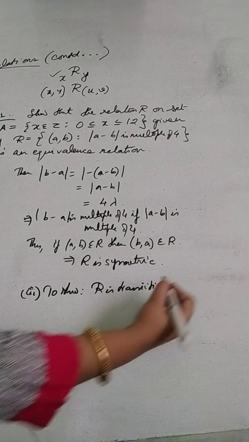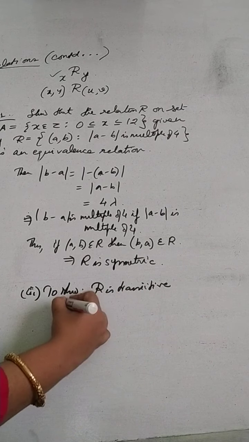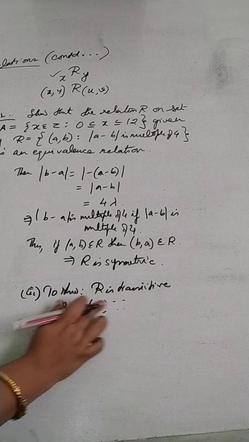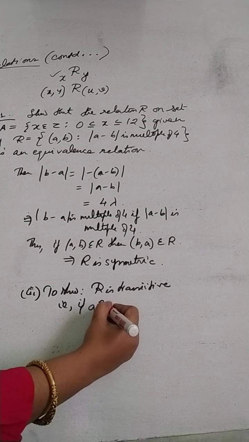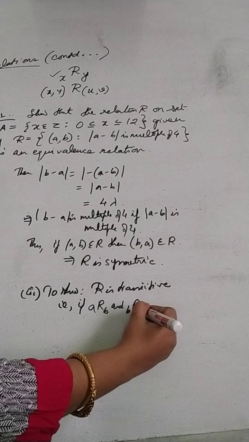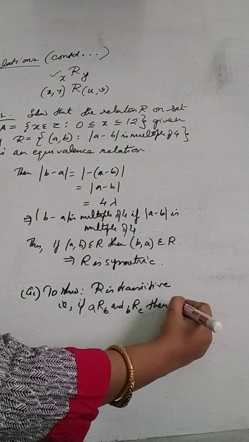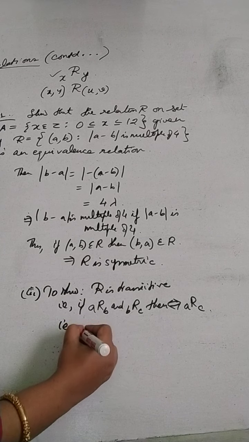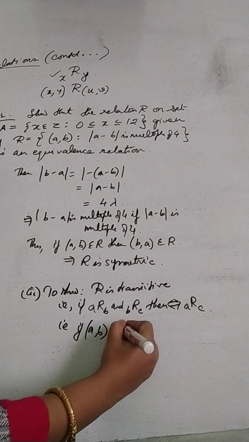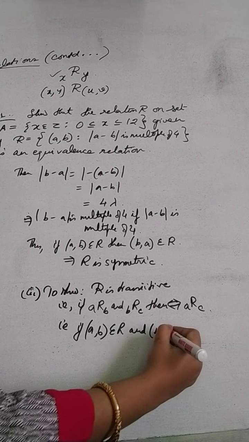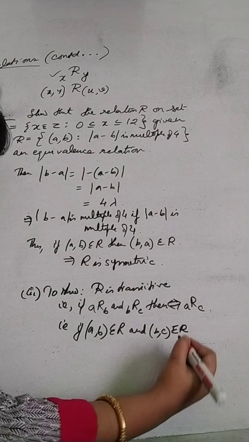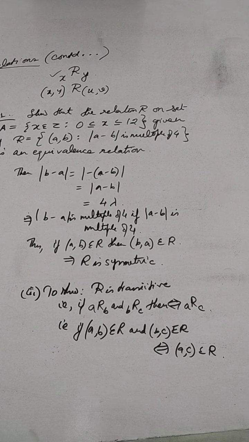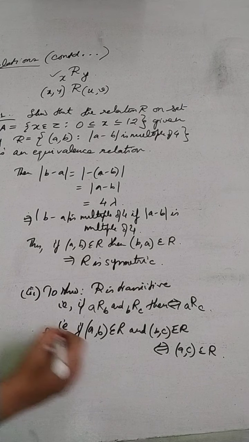That is, what do we have to show? That is, we will show that if AB belongs to R, or rather I'll write both ways, if A is related to B and B is related to C, then it implies that A is related to C. In other words, if AB belongs to R and BC also belongs to R, then I will show that AC also belongs to R. This is what I will show. Okay, this is my RTP.